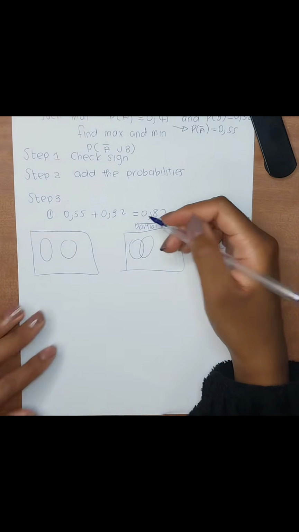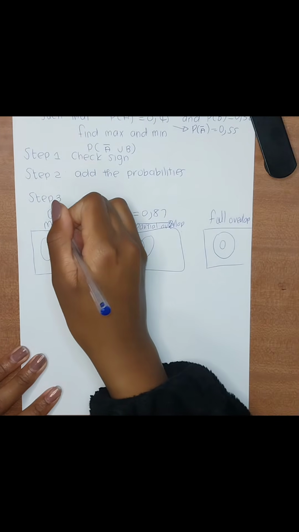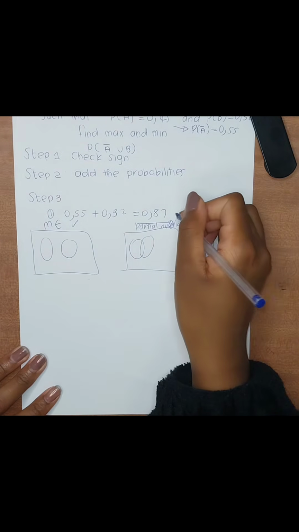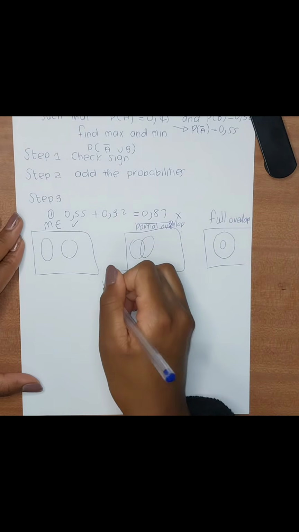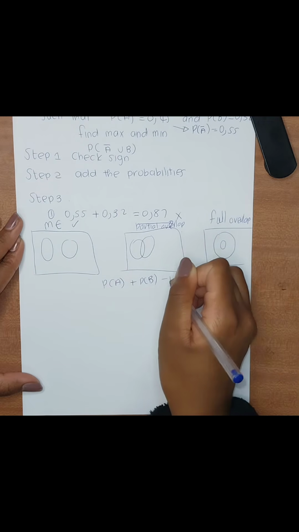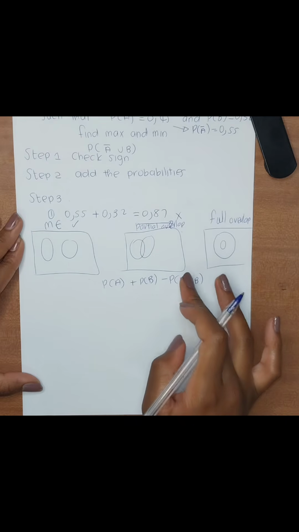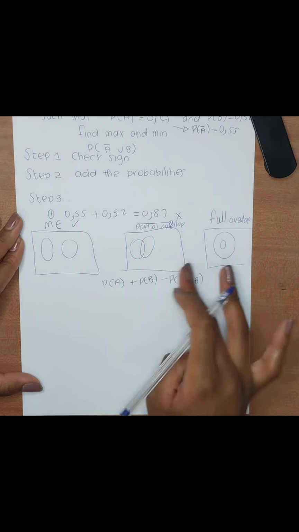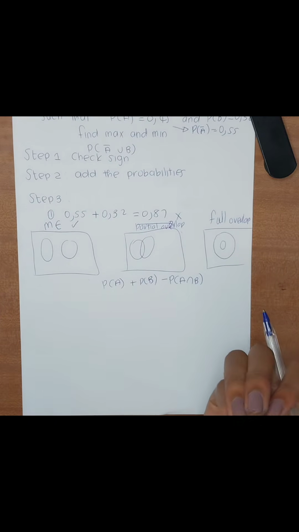Okay, so whenever your answer is between 0 and 1, mutually exclusive, you give it a tick. This one, you give it a no. Because remember the addition rule, it says the probability of A plus the probability of B less the probability of A and B. And the reason why we are subtracting this is so that we don't double count. If we don't subtract this and we add this and this, it's going to give us an answer that is greater than 1. But probability can only be between 0 and 1.